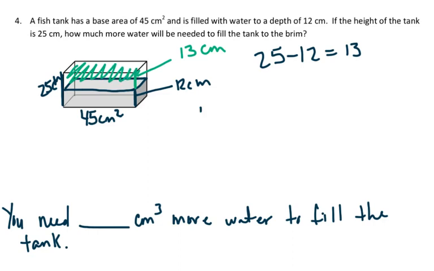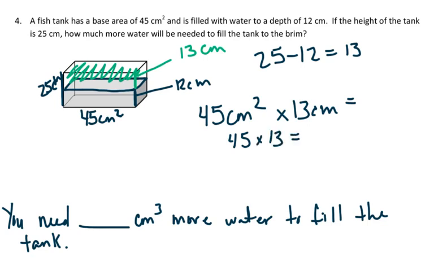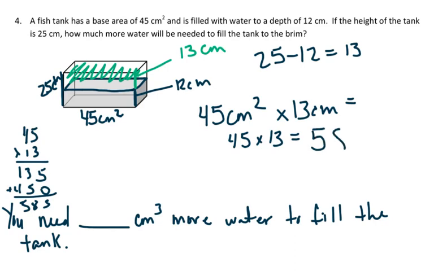So I know that the area is 45 centimeters squared, and I know that the height of the prism that I'm finding is 13 centimeters. So 45 times 13. Let's do that vertically over here. And that answer is 585, and remember that's cubic centimeters.